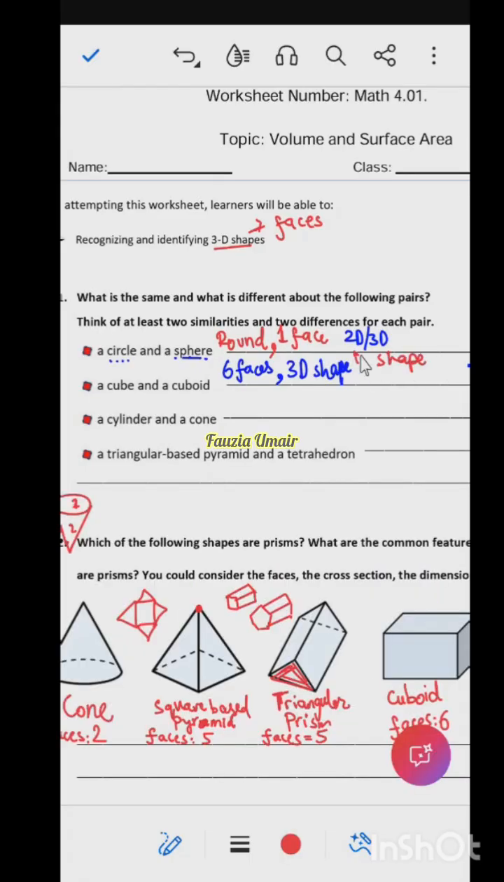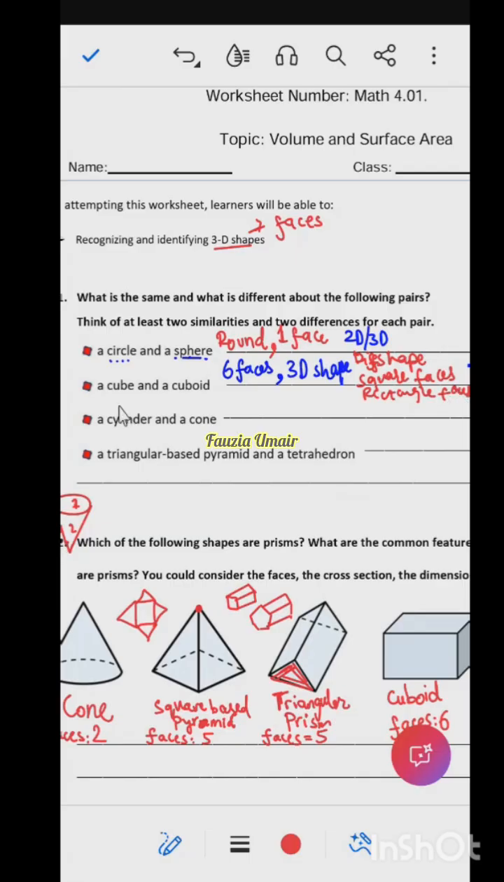So then what else? What else? So in cube there are squares on the faces. And in the cuboid there are rectangular faces, rectangles on the faces, right? So this can be another difference. So now what about the third one?